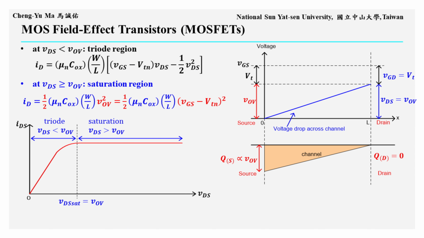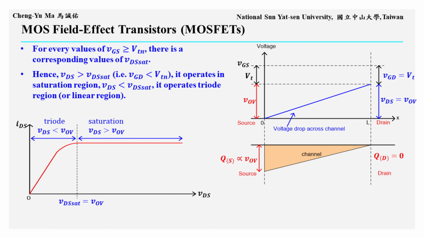By substituting VDS equals VOV into the triode region expression, we obtain ID equals 1/2 mu n C oxide W over L times VOV squared. Thus, when VDS is greater than VOV, the drain current becomes approximately saturated. For every gate voltage VGS greater than VT, there is a corresponding saturation voltage VDS sat equal to VOV. Therefore, if VDS is greater than VDS sat, or equivalently if VGD is less than VT, the MOSFET operates in the saturation region. If VDS is less than VDS sat, or VGD is greater than VT, it operates in the triode region, also called the linear region.